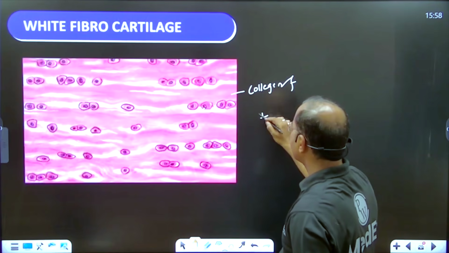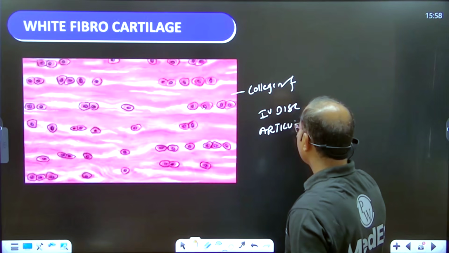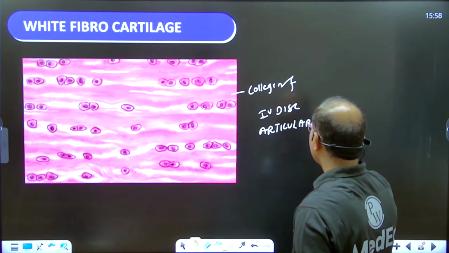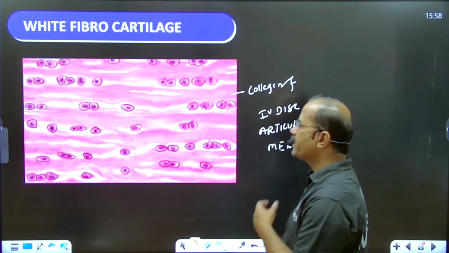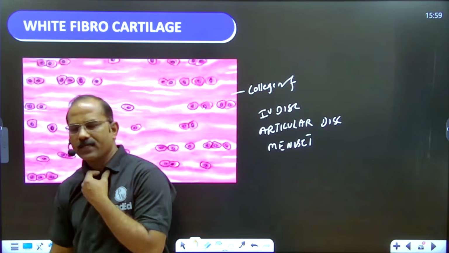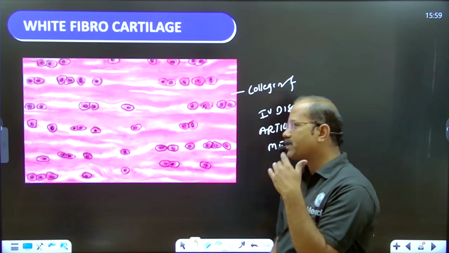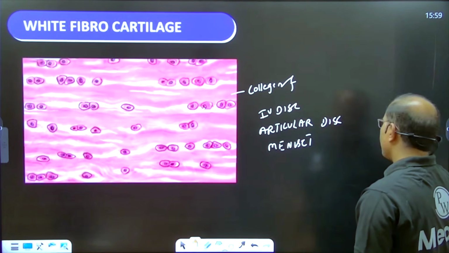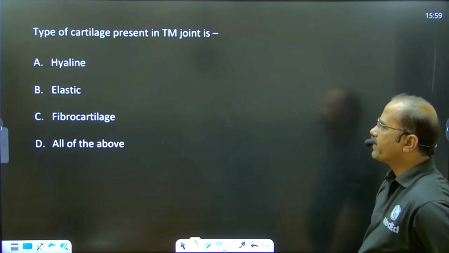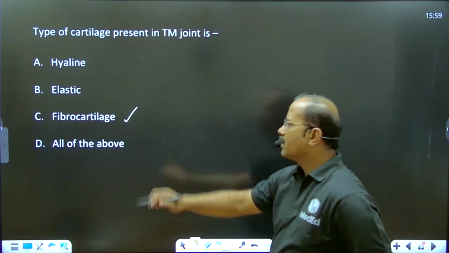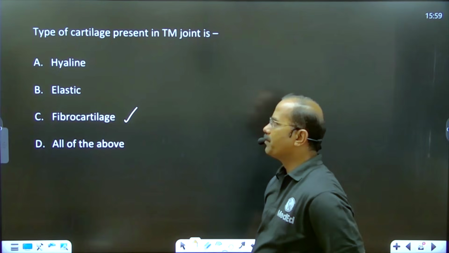Examples of white fibrocartilage are intervertebral disc, articular disc, menisci. So these are the sites where we get white fibrocartilage. Just remember the examples. You get MCQs on this. Sites of cartilage: the cartilage present in the TM joint is fibrocartilage. So articular disc, menisci, intervertebral disc, these are all fibrocartilage.